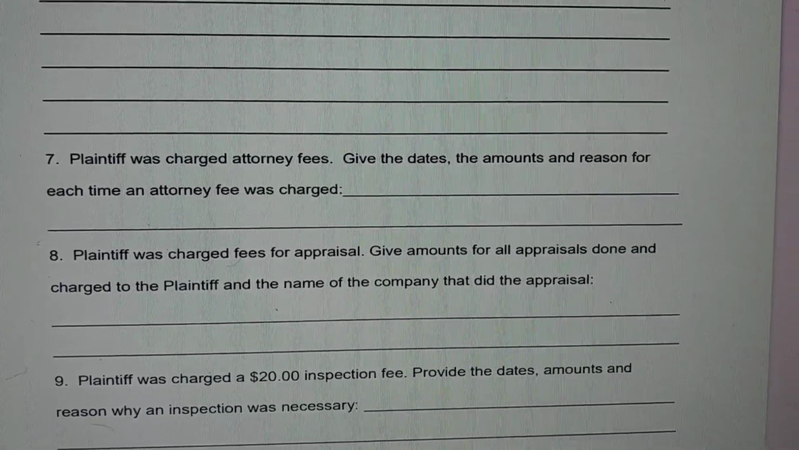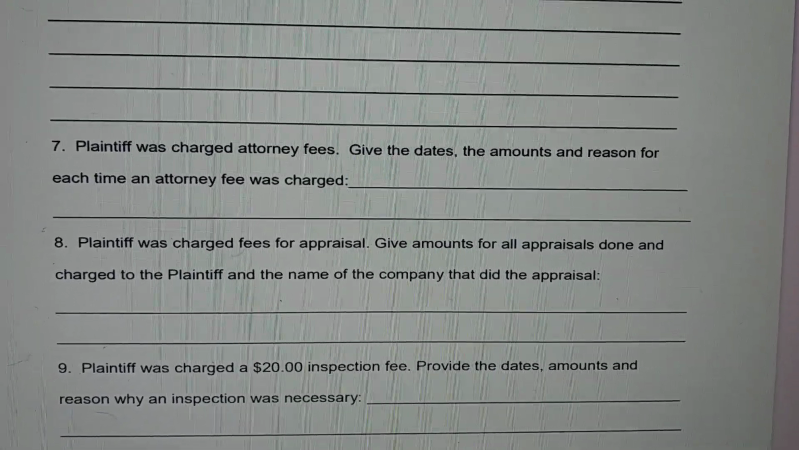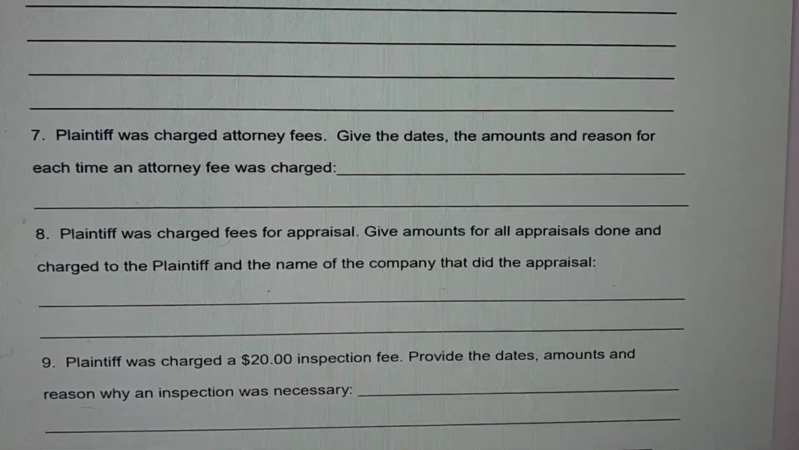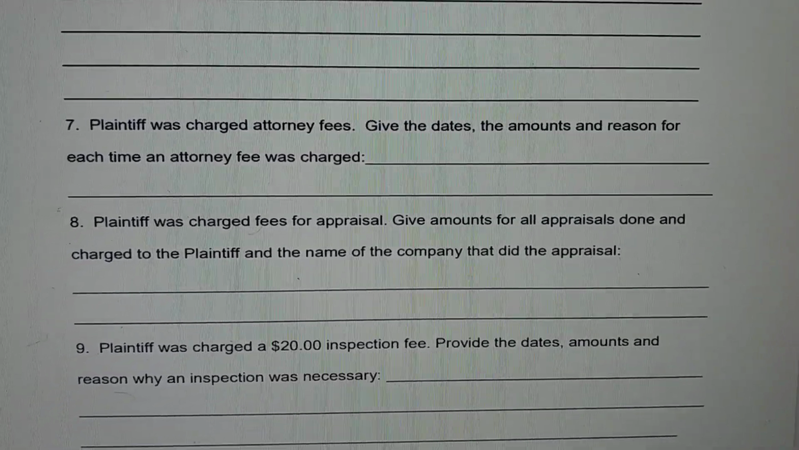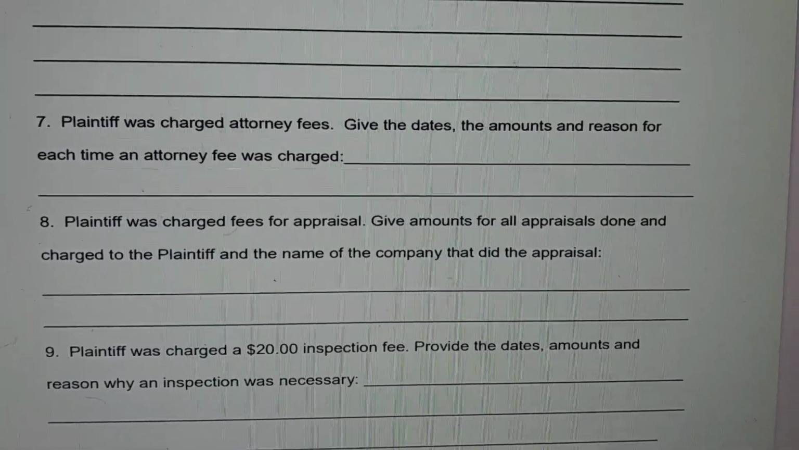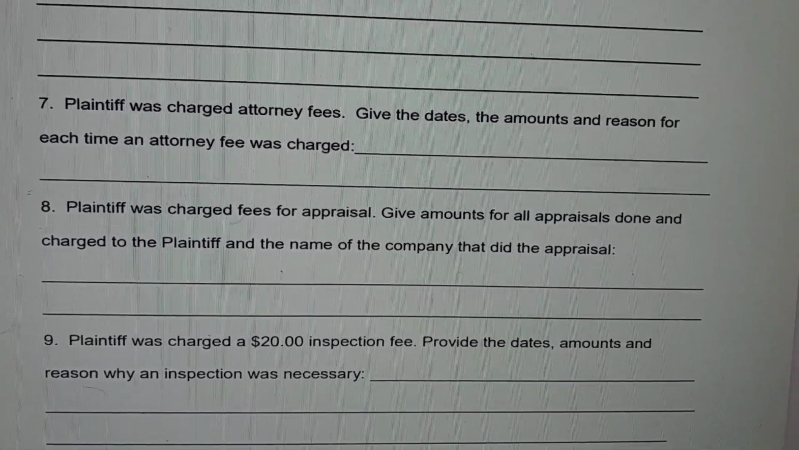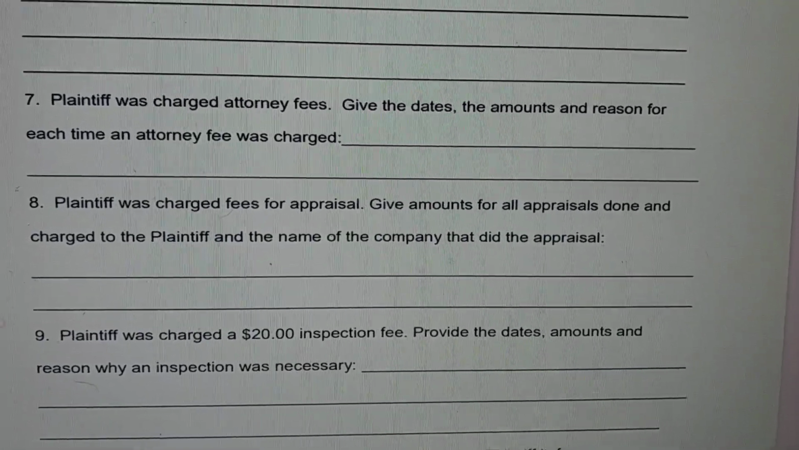Okay, number 7 is plaintiff was charged attorney's fees. Give the dates, the amounts, and the reason for each time an attorney fee was charged. Plaintiff was charged fees for appraisal. Give amounts for all appraisals done and charged to the plaintiff and the name of the company that did the appraisal.